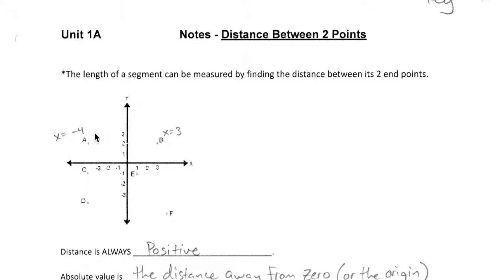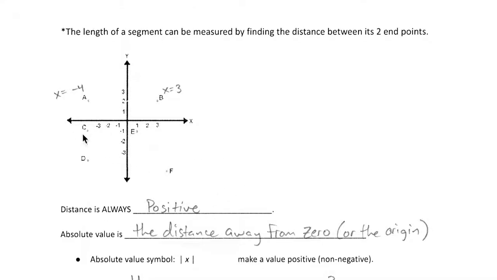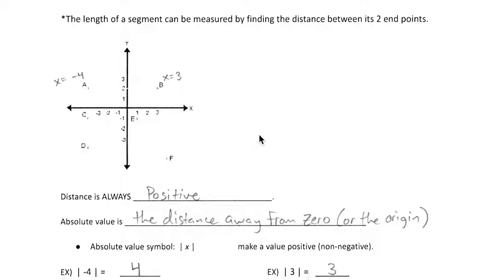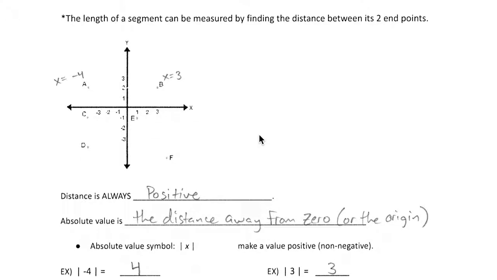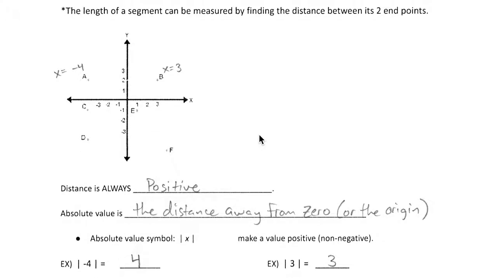You could have a vertical segment, like for example from C to D, I'm sorry, that's what's on your paper. We can have a diagonal segment. That could be like E to F. So we're going to talk about how to find the distance between all three of those different types of segments. First of all, we need to understand that distance is always a positive value. Keep that in mind.